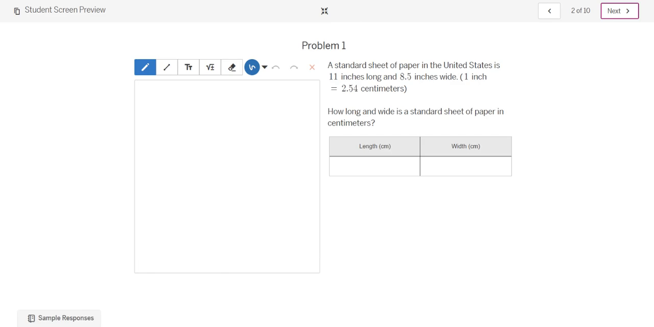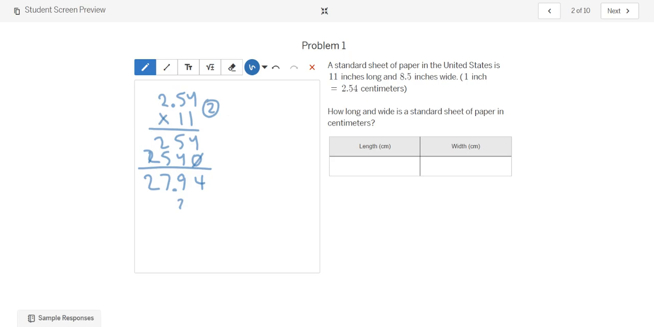And so you would do like 2.54 times 11. That's nice because it's 254 plus 254, but offset by that 10. And so I get 4972 with two decimal points in the question. There are two in the answer. So the length is 27.94. The width is 8.5.